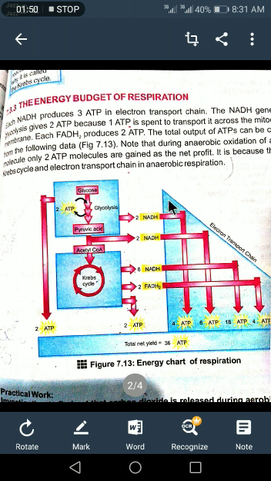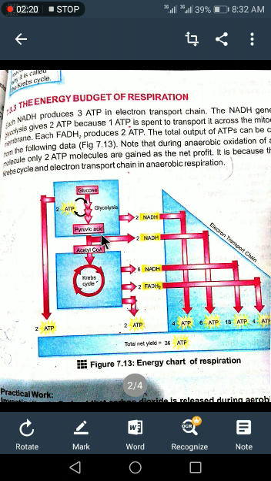Actually, 1 ATP is used to transport it across the mitochondrial membrane for further reaction. So, one molecule of ATP is used here, and 2 molecules of ATP are produced from one NADH.